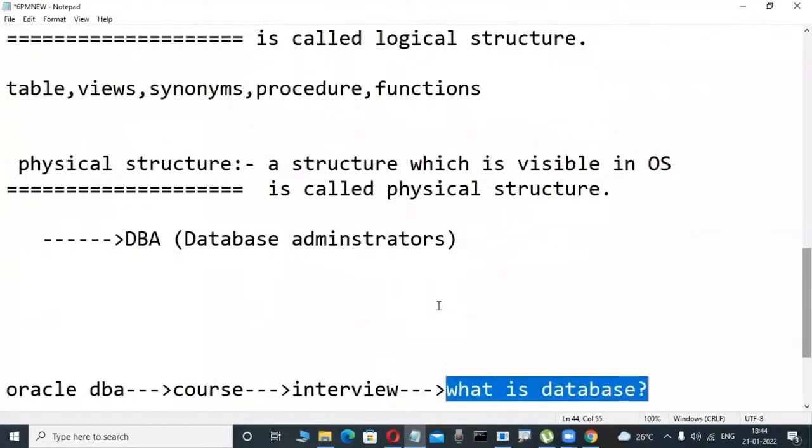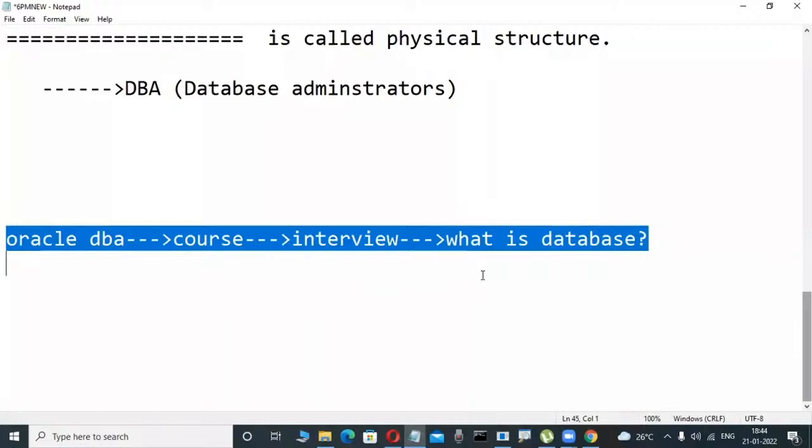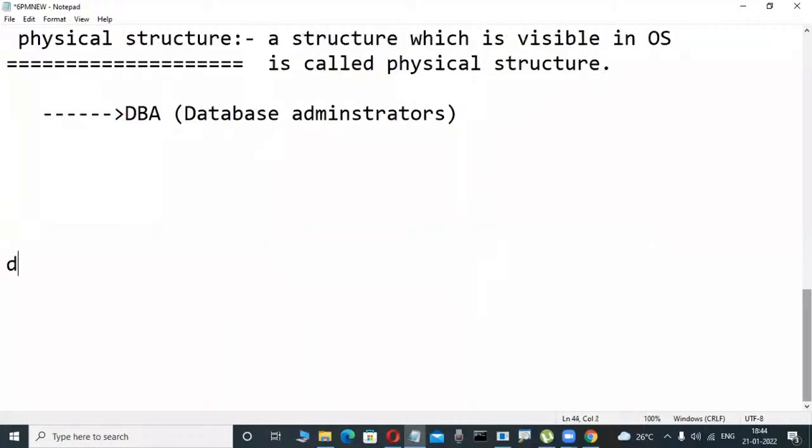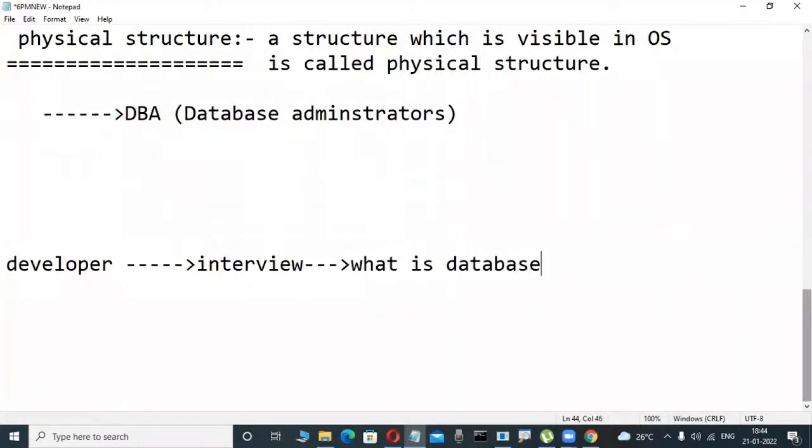Suppose here I'm a developer, I'm not an administrator, for example. Now I'm a Java developer, a SQL developer, a PLSQL developer, a Python developer, like that. These developers attend an interview. What is a database? For example, they are not asking, but generally, what is a database? They're asking, and the developers are telling the logical structure wise.